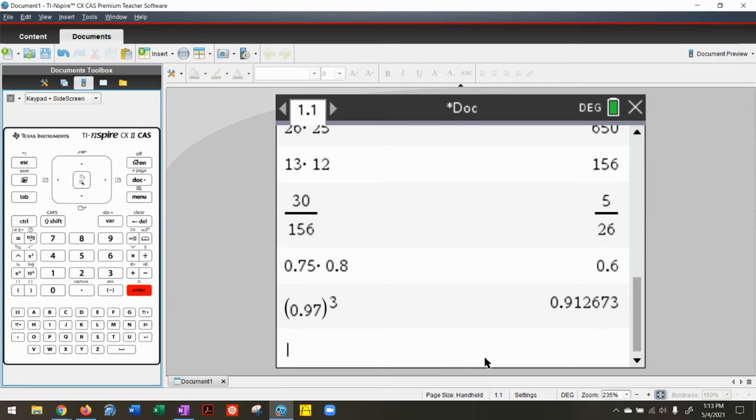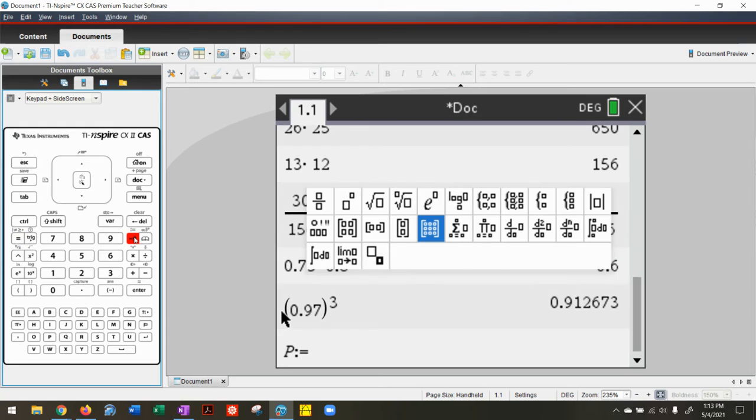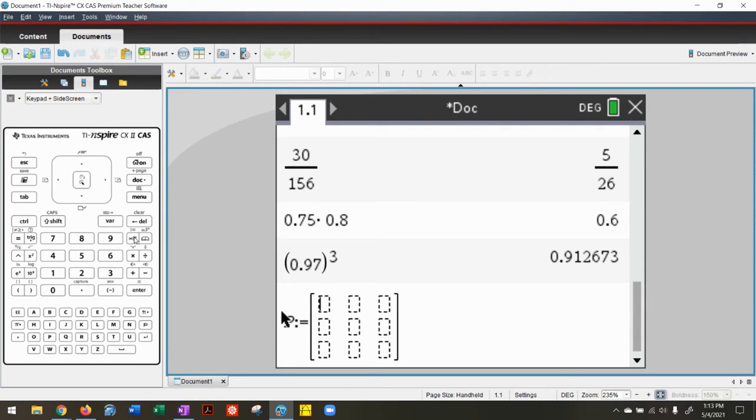Hi everyone, I'm going to rely heavily on the calculator here to help us through our video solutions for today. We're going to start with number 7 on page 263. First thing I'm going to do is define matrix P to be the matrix that we're given in number 7. That's 0.7, 0.1, 0.1, 0.2, 0.8, 0.2, 0.1, 0.1, and 0.7.